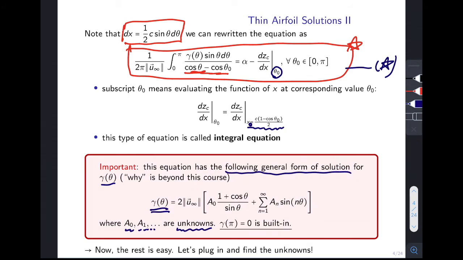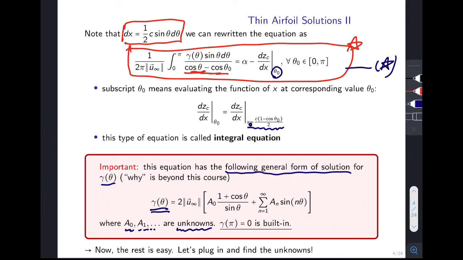It's an infinite number of these numbers, a naught to a n, unknown real numbers, and they actually determine the gamma theta. So this is a general form for the solution. Why this is the general solution for the equation star is beyond the scope of this course. Okay, so please accept this.